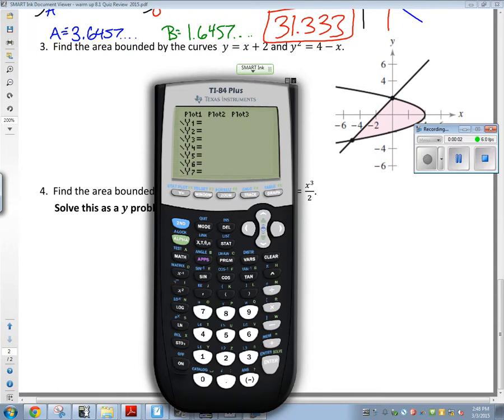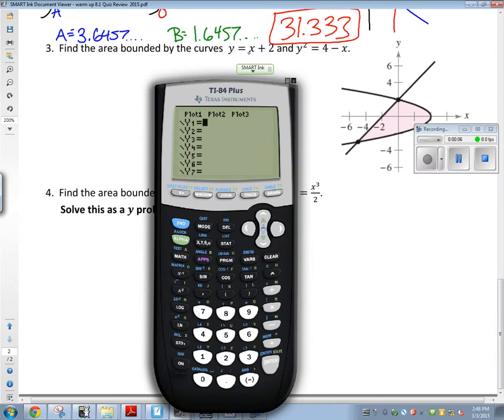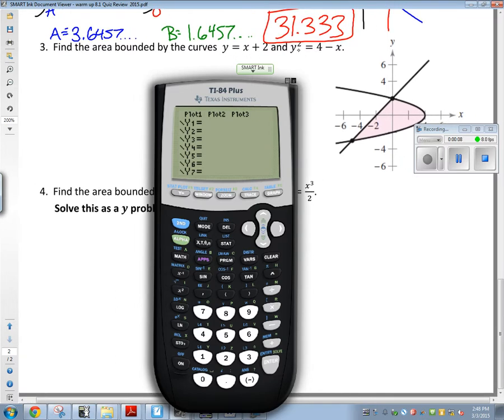For number 3, you can look at the picture there. It says x plus 2 is one equation, and the other one is this y squared one. So if we type that into Graph It, x plus 2 I can type in. I can't type in y squared.